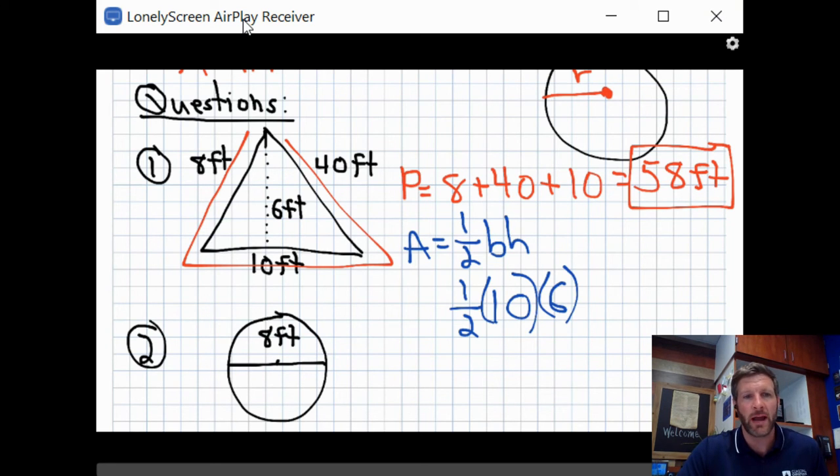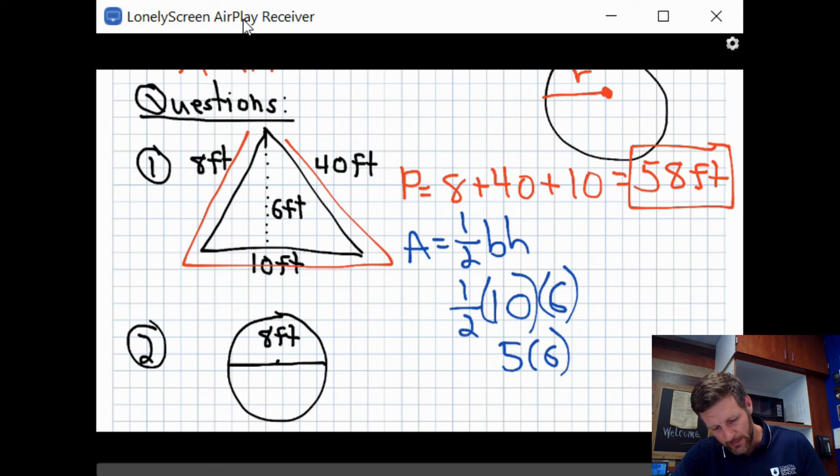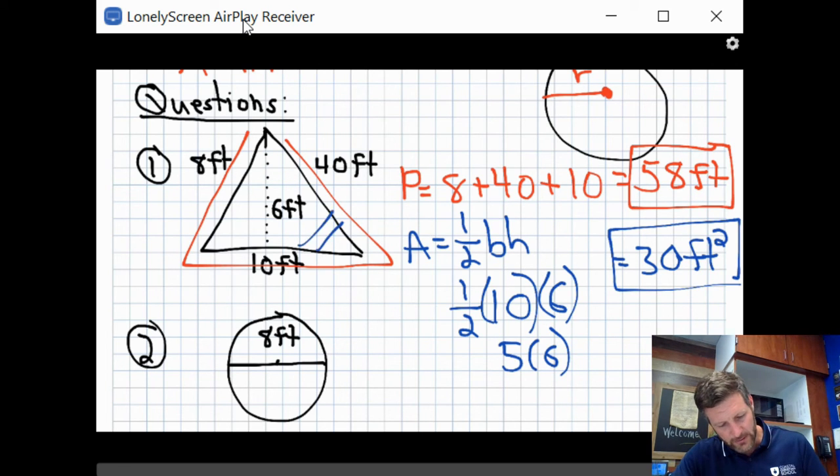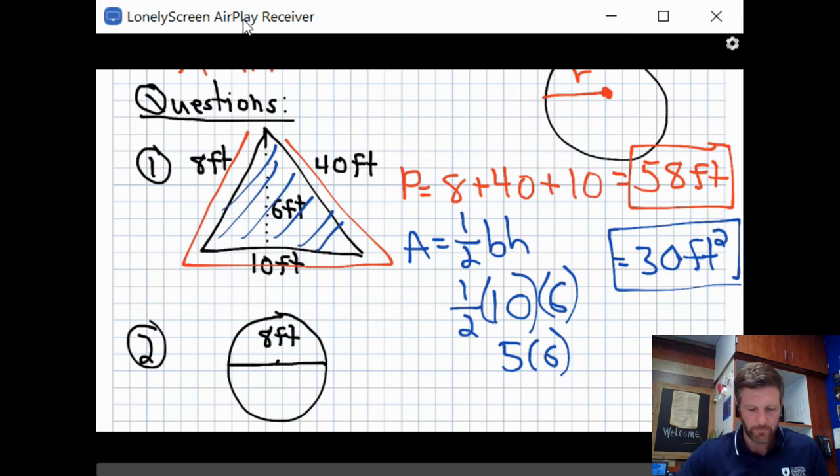Or heck, you could go 1/2 of 6 is 3, 3 times 10. You're going to get the same number. But just remember that half cuts one other number in half. So I'm going to go ahead and think of this as just 5 times 6, applying that 1/2 to the 10. And so then my final area is going to be 30. And in this case, it is feet squared because it's area covered in 2 dimensions when I'm talking about area.